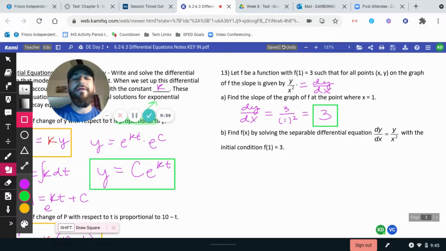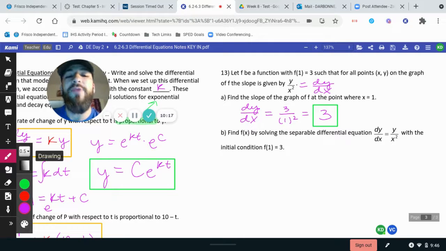Okay, part B. Find f of x by solving the separable differential equation dy over dx is equal to y over x squared with the initial condition f of 1 equals 3. Okay, so now this is our whole chapter, differential equations. Separate, separate, integrate, integrate. So let's go ahead and start off. So we get dy over y is equal to dx over x squared.